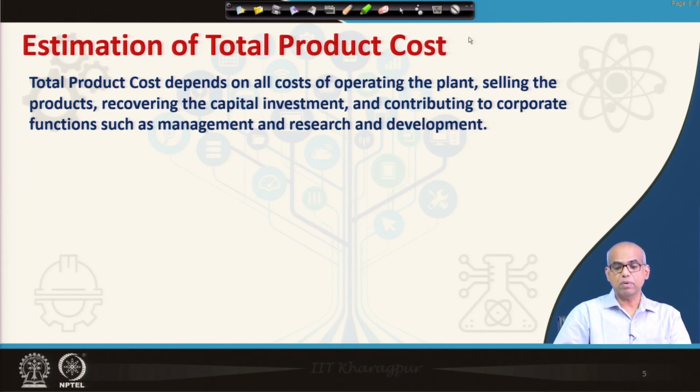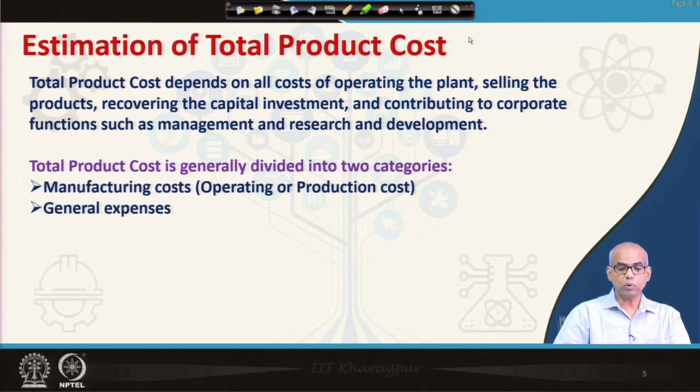Now, let us talk about estimation of total product cost. Total product cost depends on all cost of operating the plant, selling the products, recovering the capital investment, and contributing to corporate functions such as management, research and development, etc. Total product cost is generally divided into two categories: manufacturing cost and general expenses. Manufacturing costs are also known as operating cost or production cost. So, we have two types of product cost. One is manufacturing cost or operating cost or production cost, and the other category is general expenses.